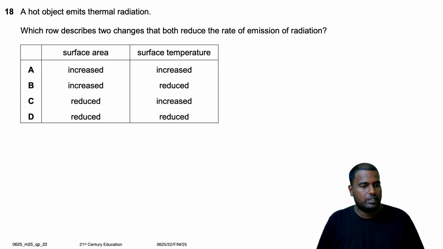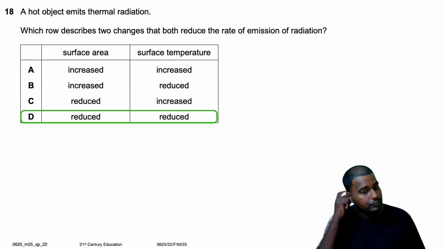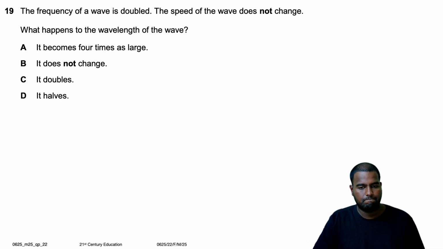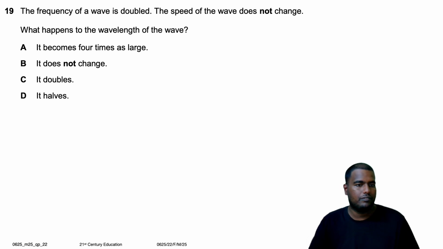Okay, we have to consider the change in surface area and also in surface temperature to reduce the rate of emission. If temperature is decreased, the rate of emission will also decrease. If the surface area is decreased, the rate of emission will also decrease. So both are reduced. Option D. Less surface area means less emission of radiation. Less surface temperature also means less emission of radiation. So both. Option D.